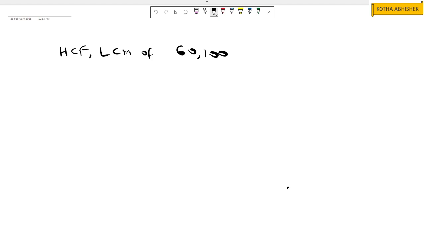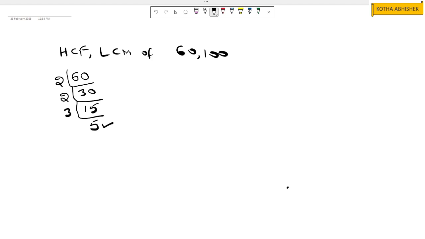So first let us do the prime factorization of the number 60. 60 is an even number, so it comes in the 2 table. 2 times 30. 30 is an even number, it comes in the 2 table, so 2 times 15. 15 is not an even number, so it won't come in the 2 table. Let us move to the next prime number, that is 3. 3 times 5 is 15. Now here the last number, 5 itself, is a prime number, so we need not do any further process.